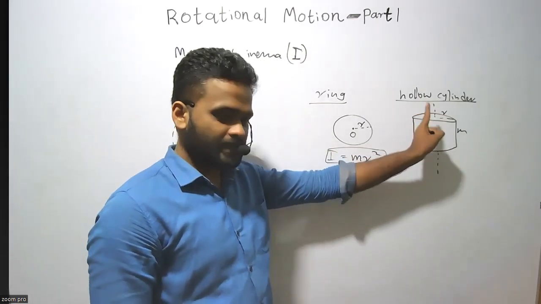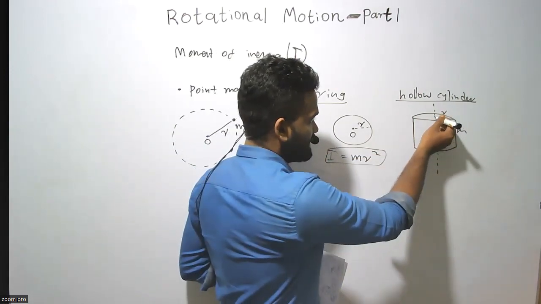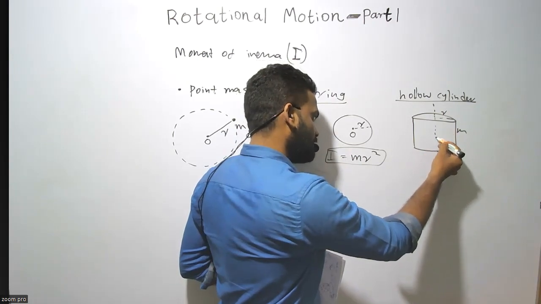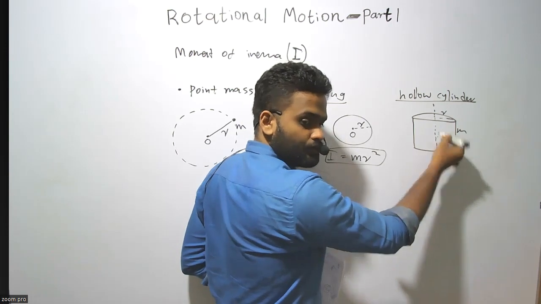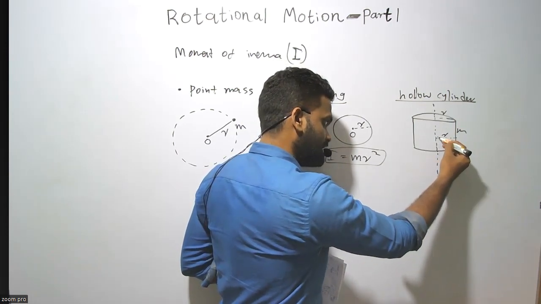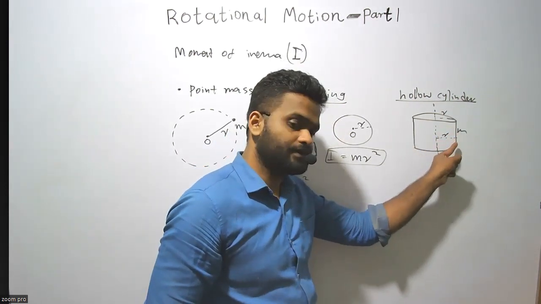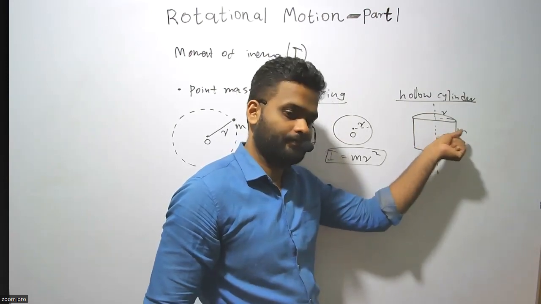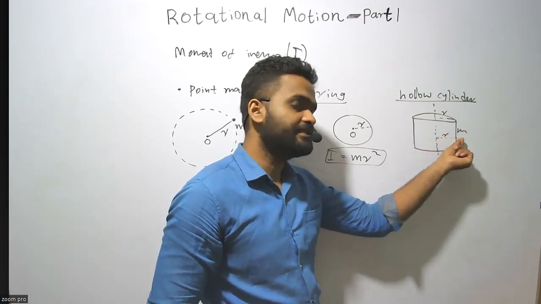So for this one as well, for the distance from the axis to all the masses, you need to get the perpendicular distance. Let's say this is the axis which goes through here. You need to get the perpendicular, normal distance. For all the particles of the hollow cylinder, this distance is the same, right? For all the particles, it is simply r.